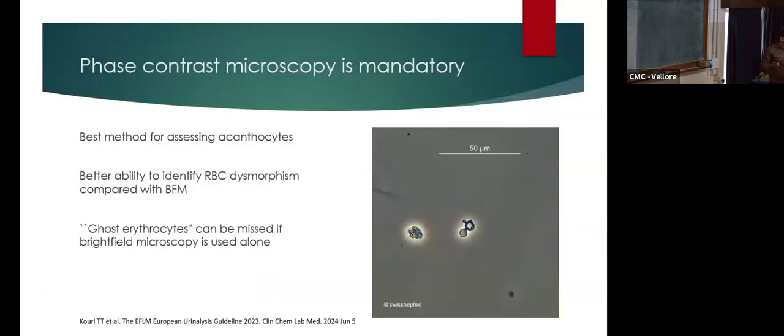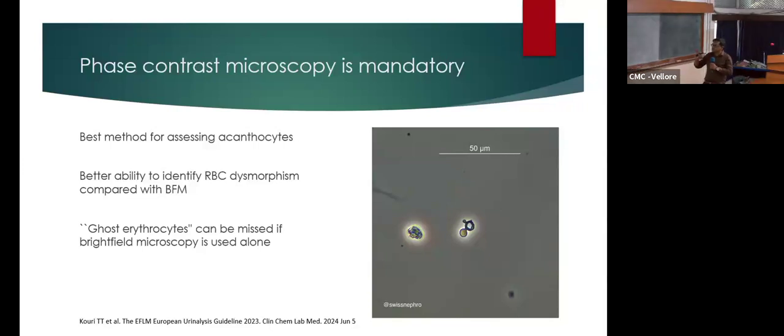So this is the phase contrast microscopy, the same acanthocyte with the bleb. It is a base method to assess the acanthocytes, and it's a better method to identify the RBC dysmorphism. And actually we can use it for another finding, the ghost RBCs.